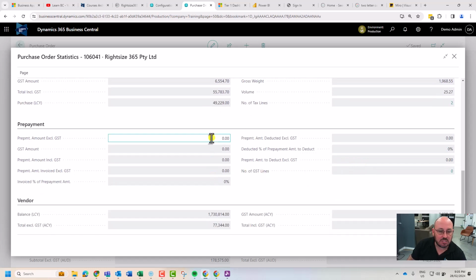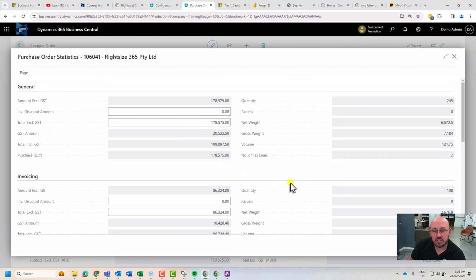I can see what's actually sitting here in prepaid, where the balance is with the vendor, and the total excluding GST. This is the additional reporting currency it's showing. So it's giving me my balance, but it's also giving me a breakdown in the additional reporting currency totals. So statistics are quite cool.